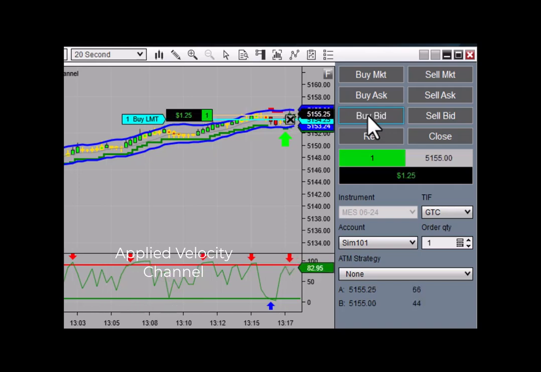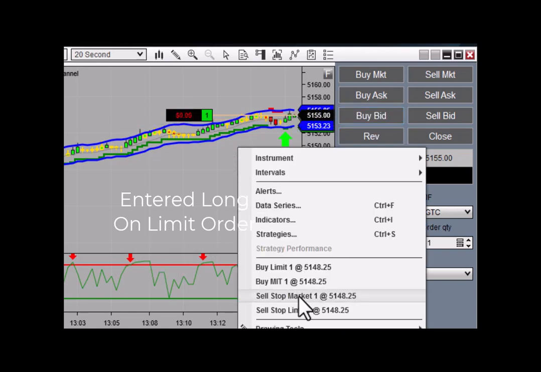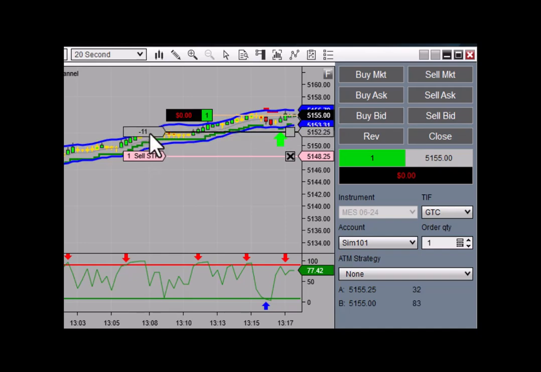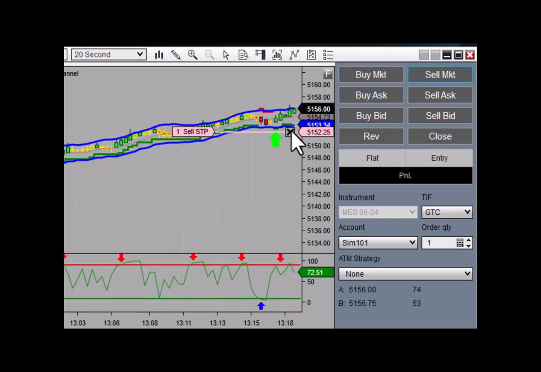And here you see we got filled on that long position. And we're going to put stop just below that pullback level. And we'll exit the long position at the top end of the velocity channel.